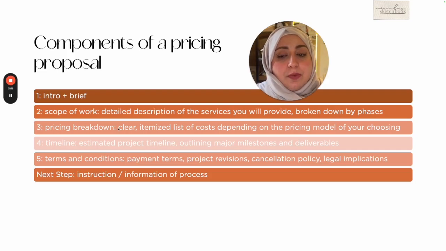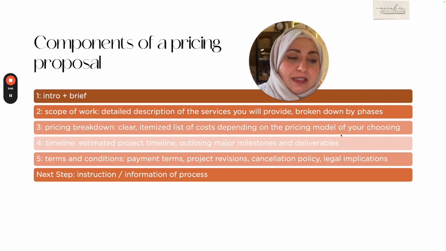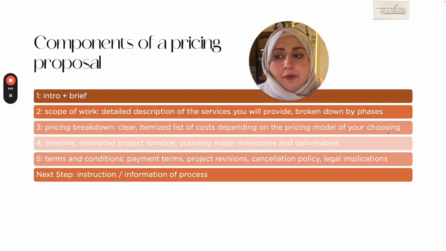For the pricing breakdown, you will have a clear itemized list of costs depending on the pricing model of your choosing. We talked about pricing models, whatever you chose. So if you choose by area, for example, you will say this is my process and this is how much I'm charging, and this is how I'm taking, for example, 50% in advance. After phase 2, it's going to be 30%, and then lastly we'll take 20% at the end of the project.